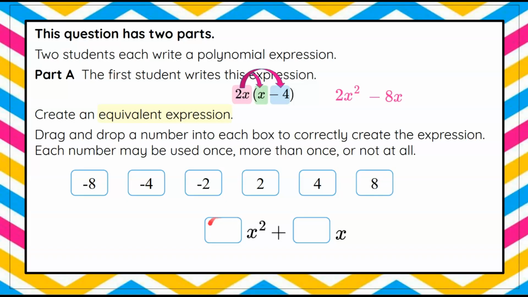So when we look here, we're looking to find the coefficient of x squared, which is 2. So we're going to take 2 and drag and drop it into there. Remember, we can use 2 more than once if we want to. Now we want to find the coefficient of x, which we found to be negative 8. So we're going to take negative 8 and drag it into here. So our equivalent expression is 2x squared add negative 8x. Remember, add negative 8x is the same as subtracting 8x.